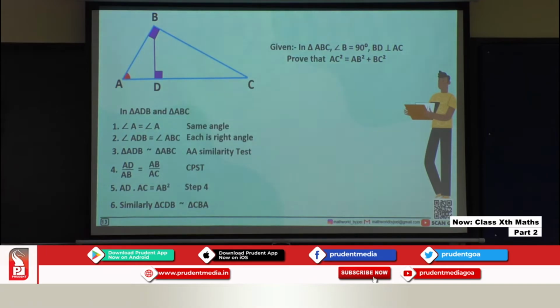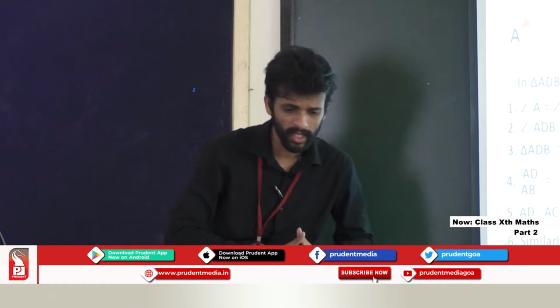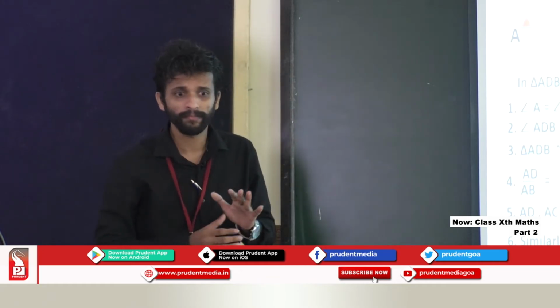So if these triangles are similar, what will be the ratio of their corresponding sides? That would be something like this. CD upon CB and CB upon CA. So this is what I get, and CPST, corresponding parts of similar triangles. I hope this is clear till here.